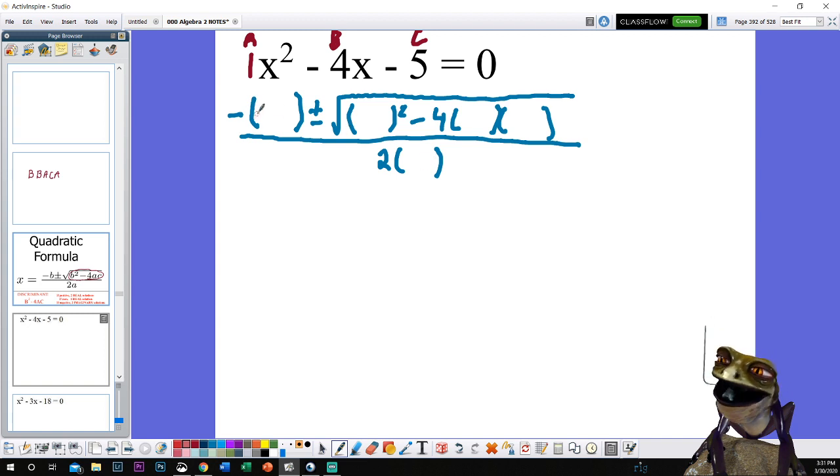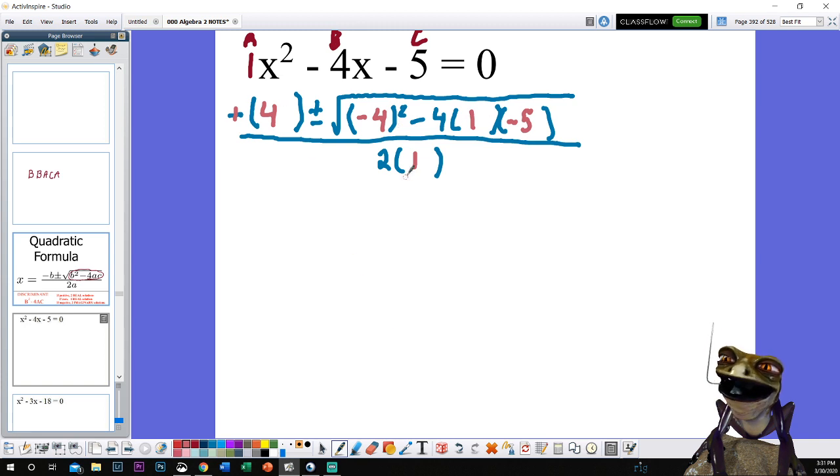So here we go. B, ooh, there's a negative and a negative 4 touching, so I'll just make that a positive 4. B, A is 1, C is negative 5, and then A again is 1.